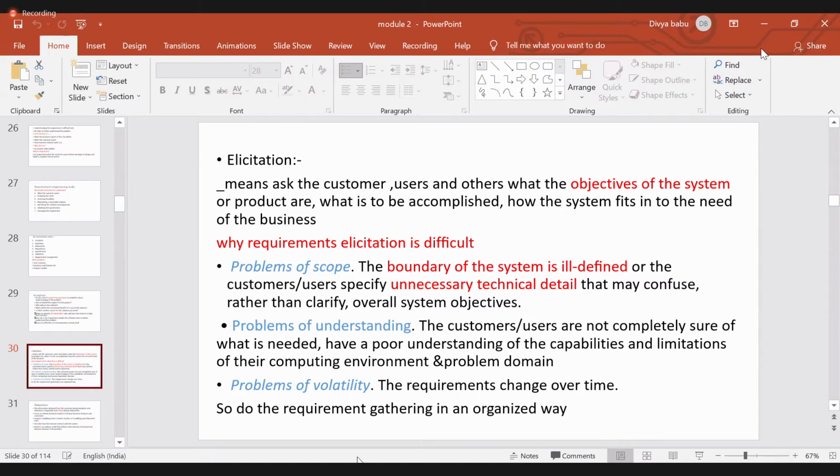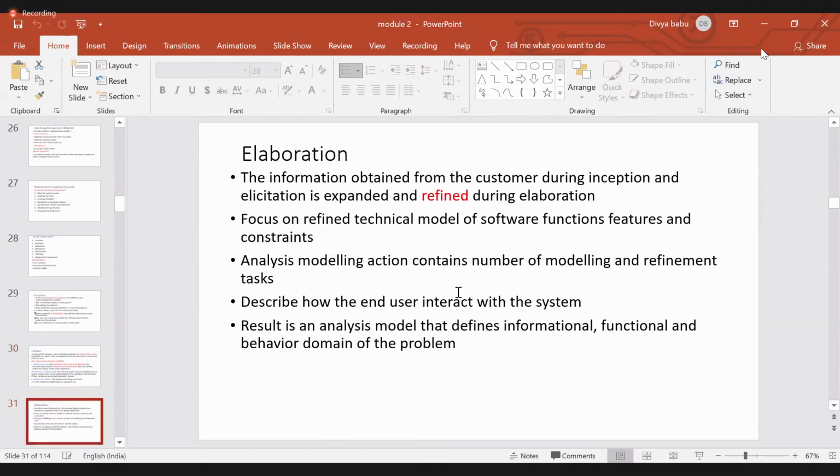So these are the main problems you're going to face when you're collecting the requirements, in the elicitation process. Then when it comes to elaboration, that is the third phase. In that one, whatever you collected using the inception and elicitation process, you are refining. It's like refining those requirements during the elaboration process, and you will not accept all the requirements, only which ones are necessary for your particular project.